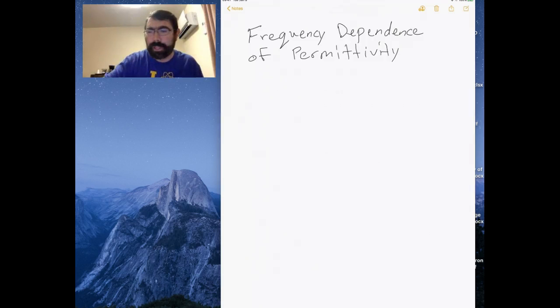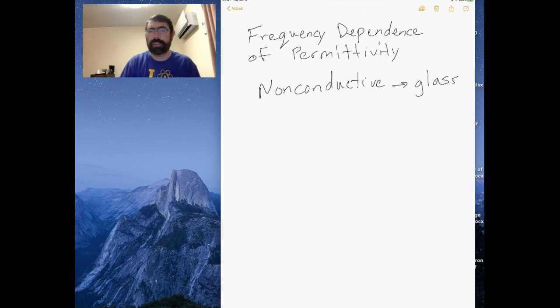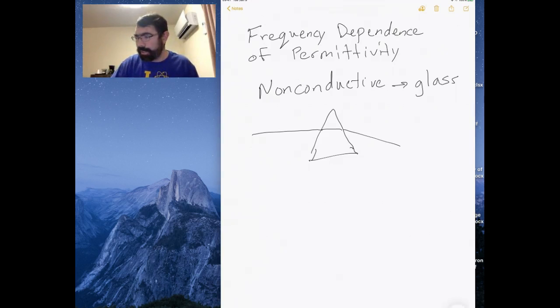So if I take something like a non-conductive material, I don't know, like glass. Glass is a nice insulator. And I make a prism out of it. Then when light shines on it, the light is going to bend from Snell's law. But if I look at the different colors, then what I get is what's called dispersion.